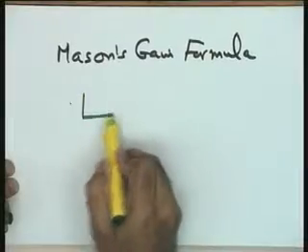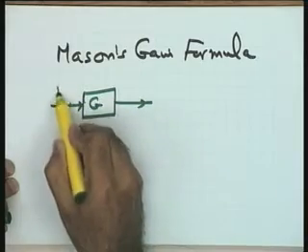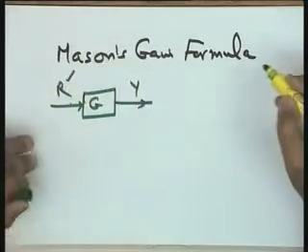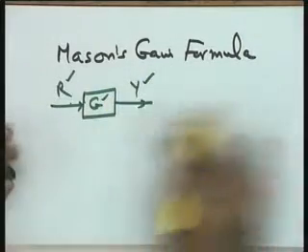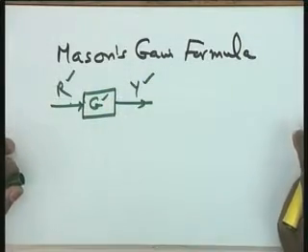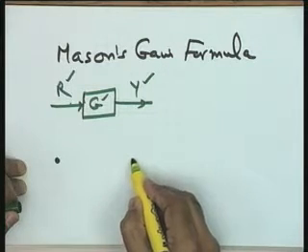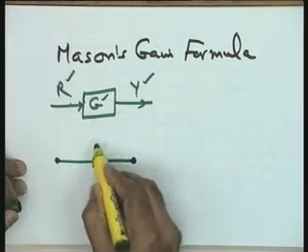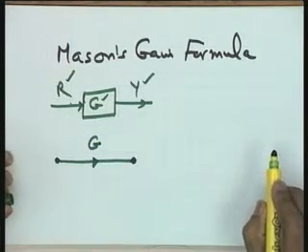I take a single block here. This is input R and the output Y. You see, it is a variable. R is a variable, Y is a variable, and G is the system gain. In the signal flow graph, well, the same equation is represented this way, that is all. It helps in visualization when I come to Mason's gain formula.